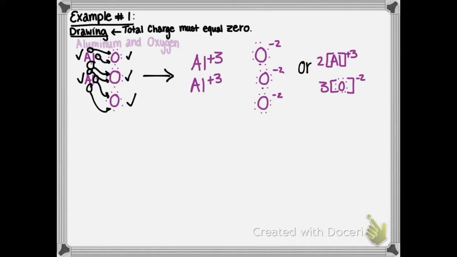So again, the drawing of ionic bonds is to show that movement of electrons. It's to show the ions that are going to form. It's to make sure that each of those elements is obeying the octet rule, all right?